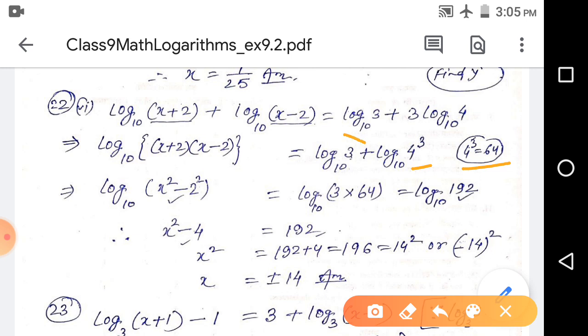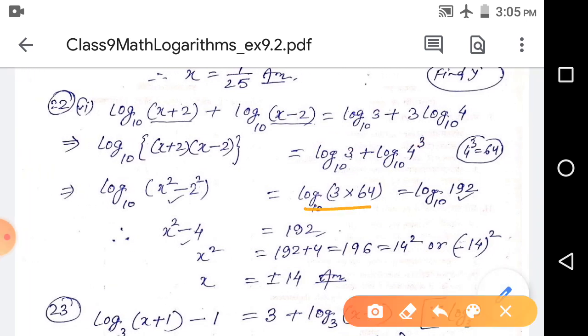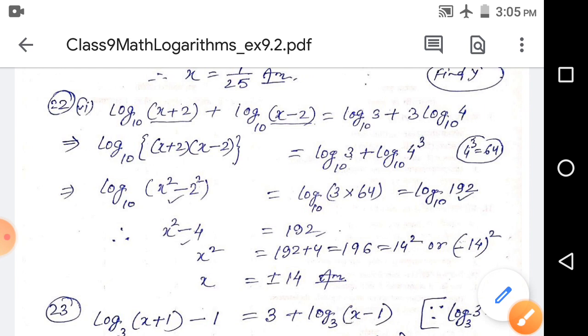And here we have log base 10 3 plus, see plus is present here, so that means log m plus log n, that is log 3 plus log 64. Then we can say this will be log of 3 into 64, using the product law. So log 3 into 64 is given here in the next line. This one is the right hand side part.